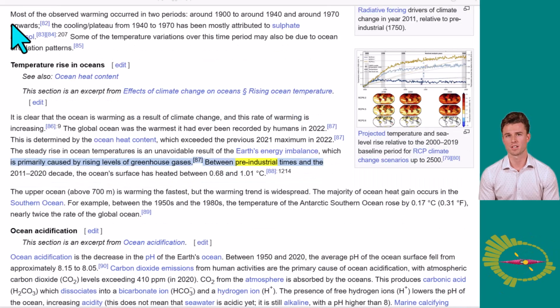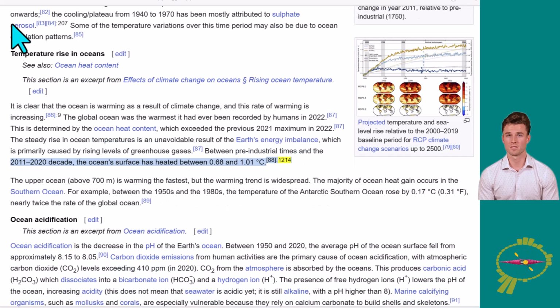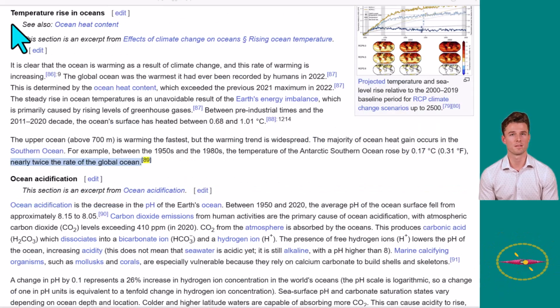Between pre-industrial times and the 2011 to 2020 decade, the ocean's surface has heated between 0.68 and 1.01 degrees C. The upper ocean, above 700 m, is warming the fastest, but the warming trend is widespread. The majority of ocean heat gain occurs in the Southern Ocean. For example, between the 1950s and the 1980s, the temperature of the Antarctic Southern Ocean rose by 0.17 degrees Celsius (0.31 degrees Fahrenheit), nearly twice the rate of the global ocean.